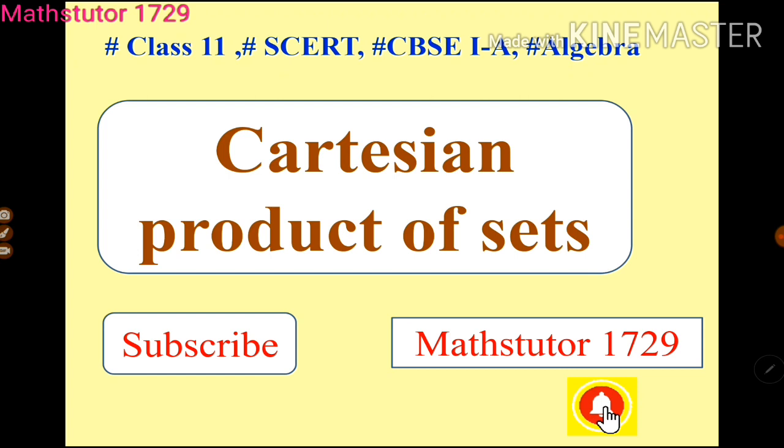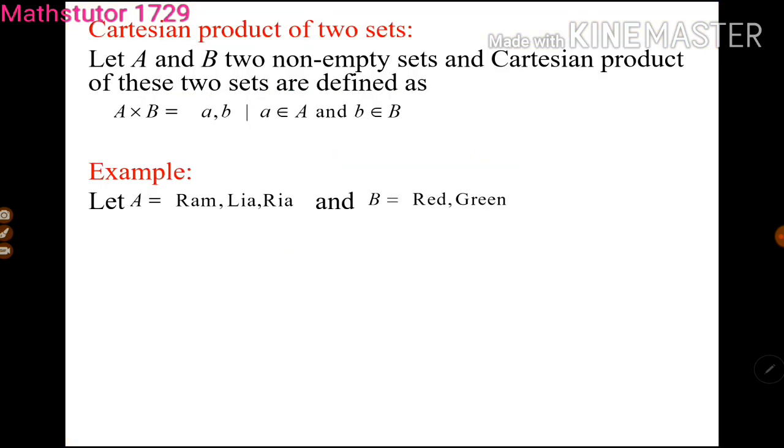Hi guys, today I would like to explain the topic Cartesian product of sets. What is the Cartesian product of two sets? Let A and B be two non-empty sets, and the Cartesian product of these two sets is defined as the set of all elements (a, b) such that a belongs to A and b belongs to B. The first component comes from the set A and the second component comes from the set B. This is A cross B.